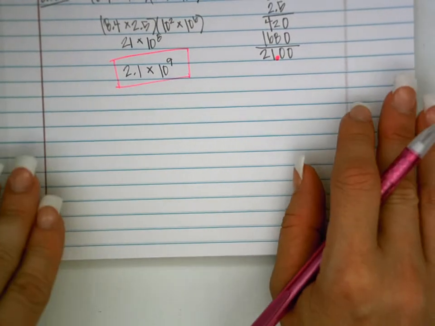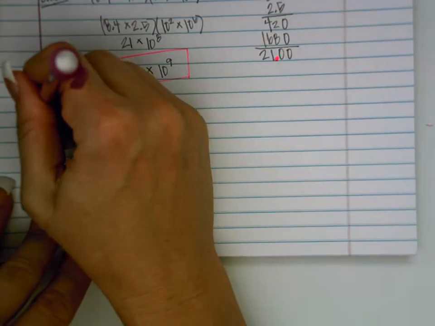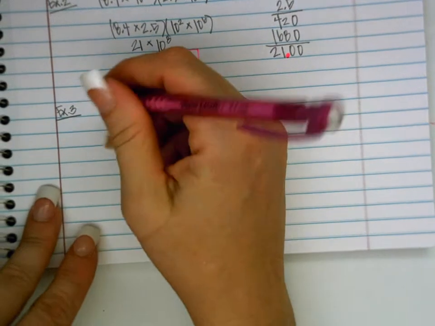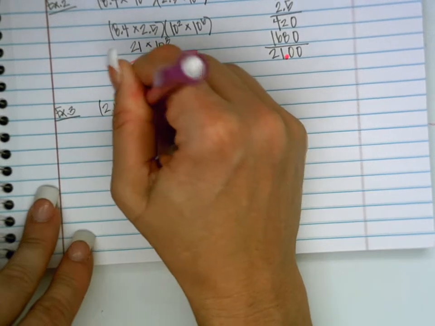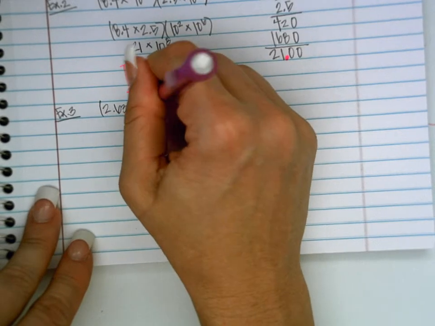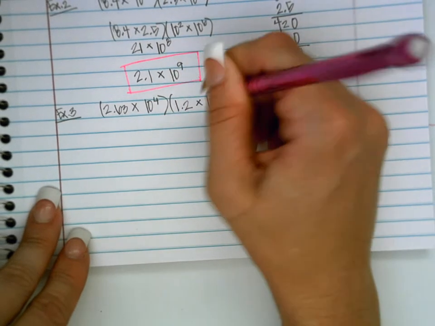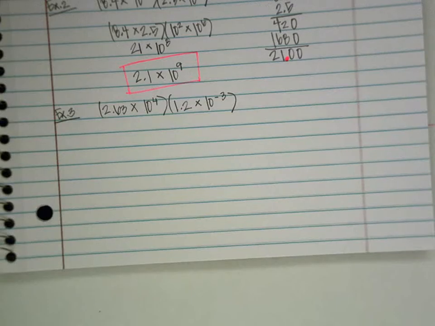Okay, let's try another one. How about if I give you one with a negative exponent? Okay, let's try 2.63 times 10 to the 4th multiplied by 1.2 times 10 to the negative 3rd power.